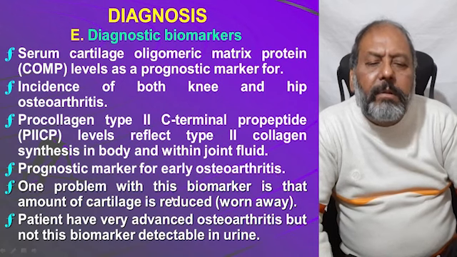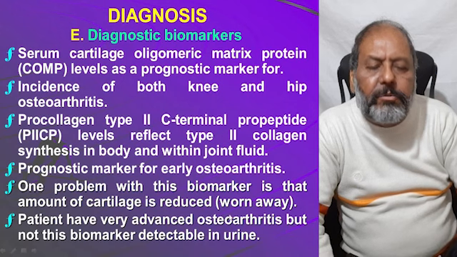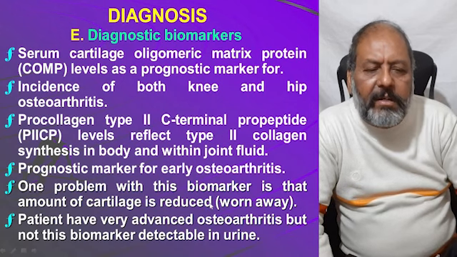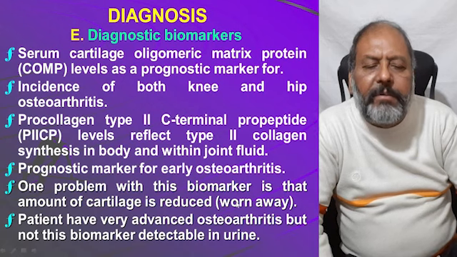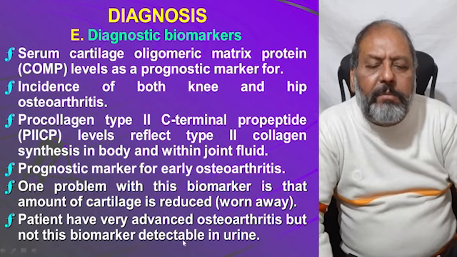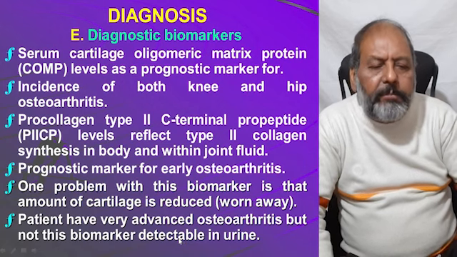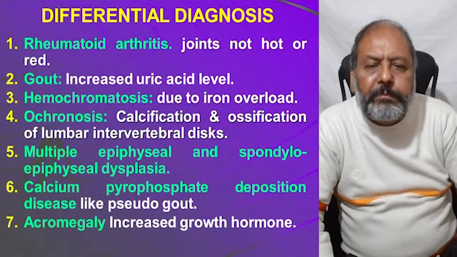One problem with this biomarker is that the amount of cartilage is reduced in osteoarthritis and the cartilage is worn away. So the patient may have very advanced osteoarthritis, but this biomarker is not detectable in the urine because of the worn away and reduced cartilage.